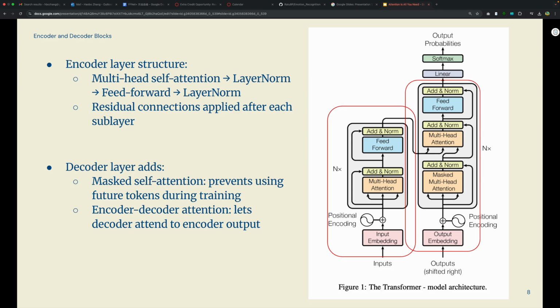Second, the decoder includes an encoder-decoder attention layer, which allows the decoder to attend to the encoder's output. By combining those three types of attention, self, masked self, and encoder-decoder, the transformer decoder can effectively generate coherent and contextually grounded outputs.